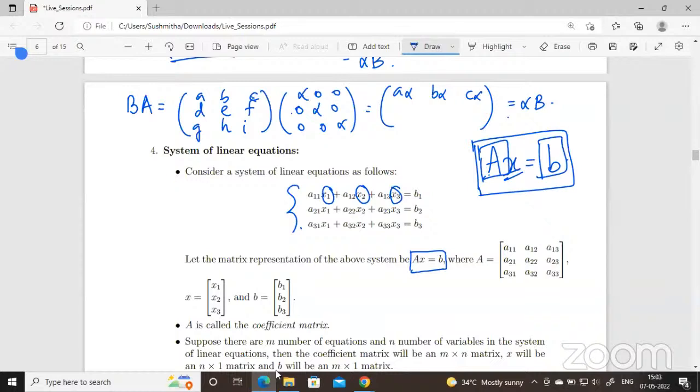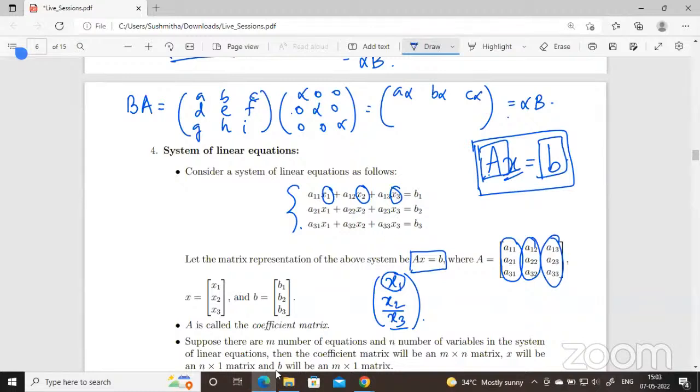How will I write the coefficient matrix A? You will first fix x to be the unknown vector, and the coefficients of x1 will be the first column of A, the coefficients of x2 will be the second column of A, and the coefficients of x3 will be the third column. And b1, b2, b3 will be the right hand vector.